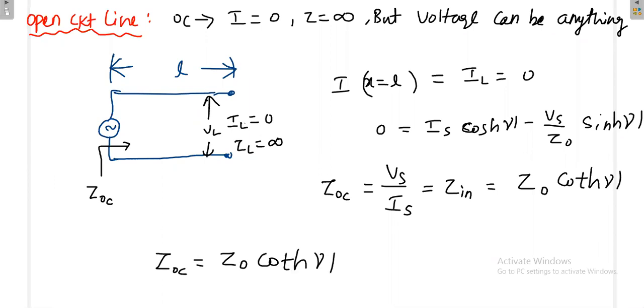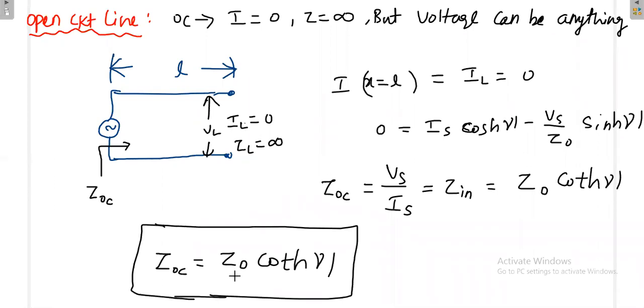It's very clear. The open circuit impedance depends on parameters: one is the characteristic impedance of the line, another is the length of the line, and also the propagation constant, whose unit is ohm. Again, you will derive the equation for short circuit also. That time, instead of cot, you will get tan. This is the open circuit impedance of the general transmission line with the length L. Next, short circuit line.